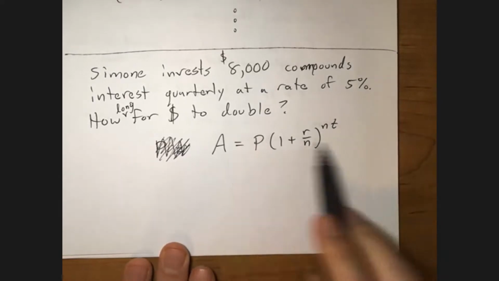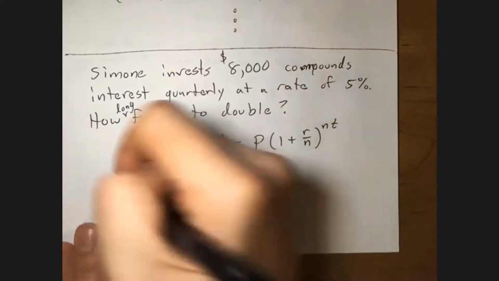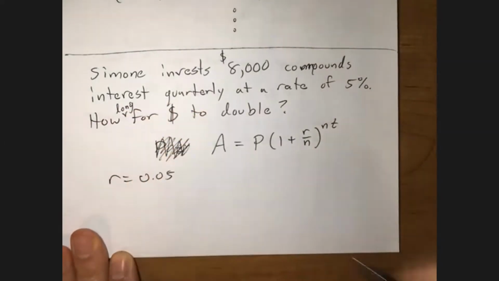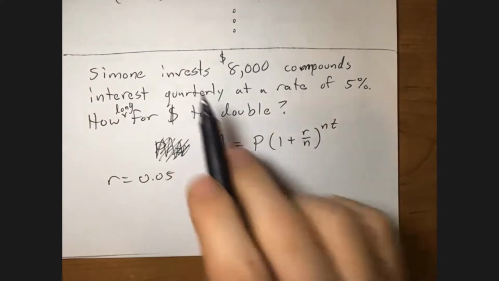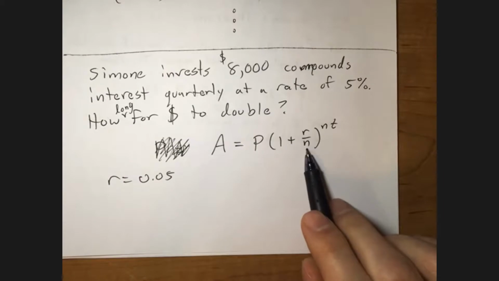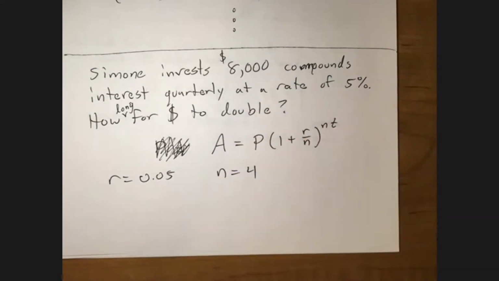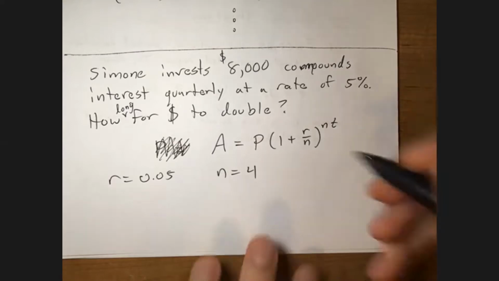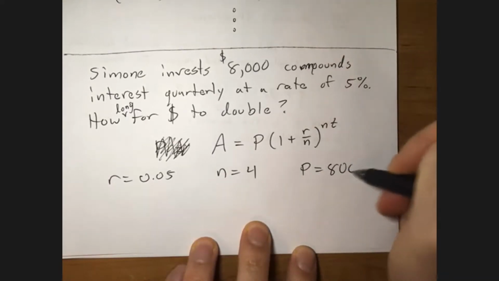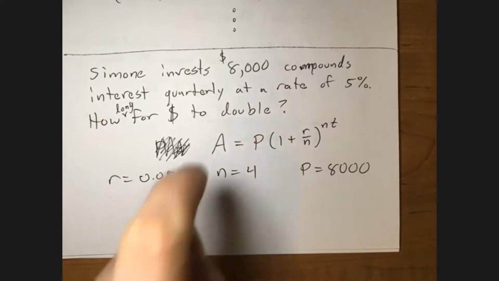So here's the formula we have for compounded interest. Now, what's the rate? It's 5%. So that means r is 0.05. It's compounded quarterly, which means n is the number of compoundings per year. So n is equal to 4. P is the principal. That's the amount that we initially invested, 8,000.